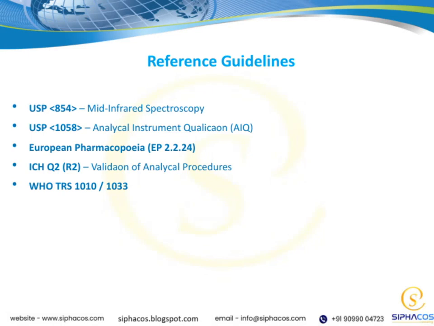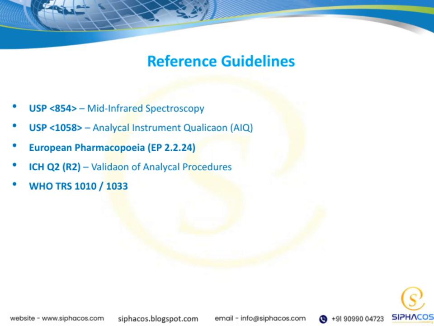Let's take a look at some key reference guidelines that help shape our analytical practices. First, USP 854 covers mid-infrared spectroscopy, which is a crucial technique for identifying and quantifying compounds in our pharmaceutical analysis. It provides standardized methods to ensure consistency and reliability. Next, USP 1058 focuses on analytical instrument qualification, or AIQ. This guideline guides us through the steps to properly qualify our instruments, ensuring they perform accurately and consistently over time. It's all about maintaining trust in our data.